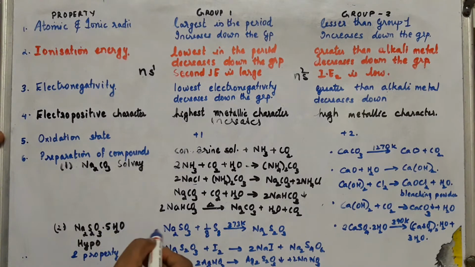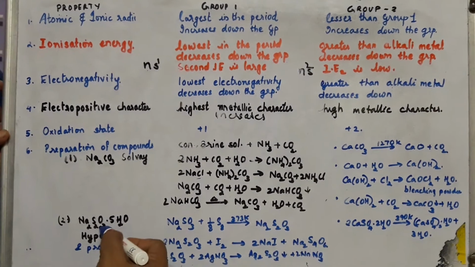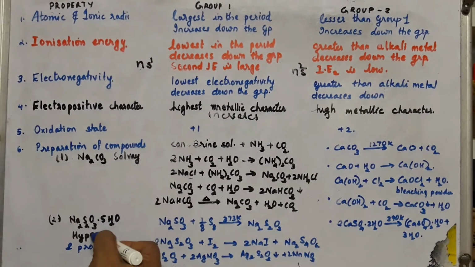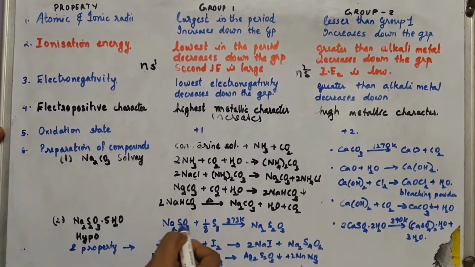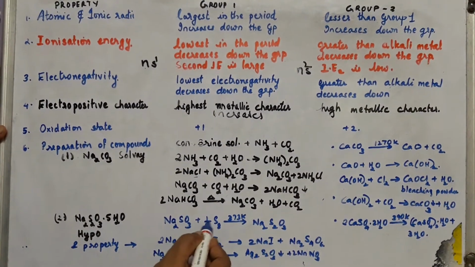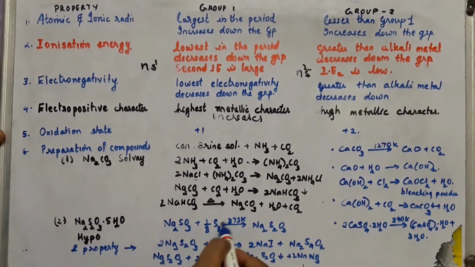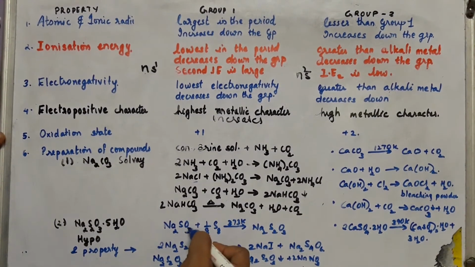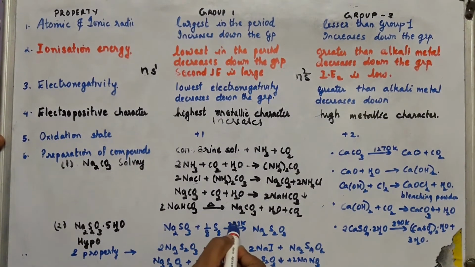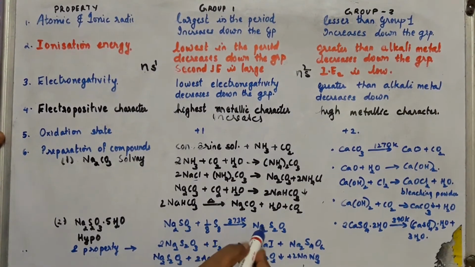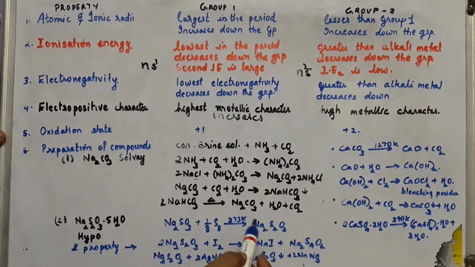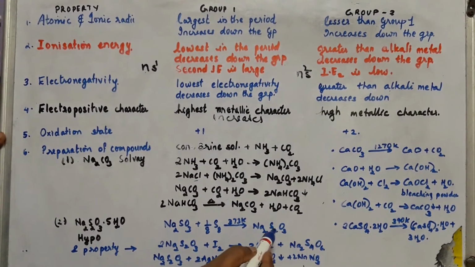Now another compound of group 1 is sodium thiosulfate. Crystals have 5H2O in it. It is also known as hypo. Its solution is known as hypo solution. Okay, so remember this term. Sodium thiosulfate is prepared by taking sodium sulfite solution and passing sulfur through it. Sulfur reacts with sodium sulfite at high temperature, 373 Kelvin. So boiling sulfur and sodium sulfite react to form sodium thiosulfate. So this is how sodium thiosulfate is prepared.